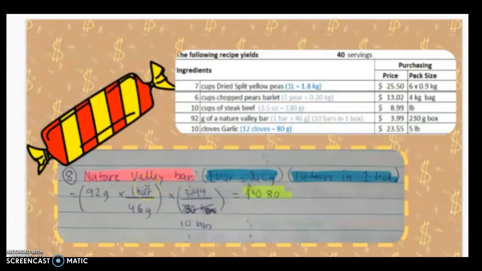Over here, the next one is natural belly bars. Now the portion size is 92 grams, and the equivalency was 1 bar is equal to 46 grams, and 10 bars is equal to 1 box. So the grams and grams cancel out each other. 46 grams is equal to 1 bar. We know that by looking at this.